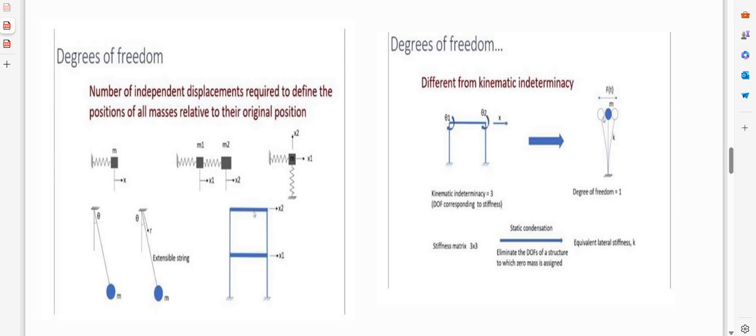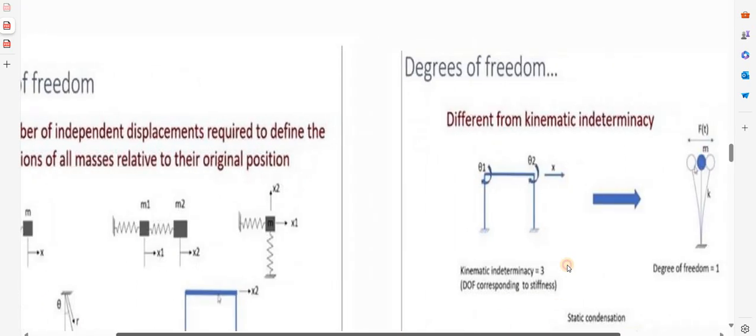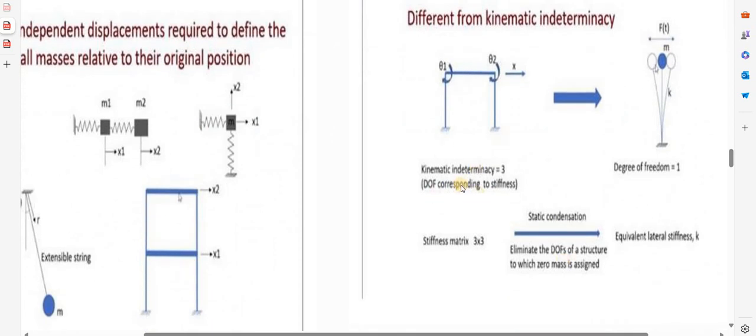Let me give just an idea about what this kinematic indeterminacy is. It was a term you might have studied in your structural analysis. I hope you have studied. For example, if I have a bay like this, two columns supported by a beam, the kinematic indeterminacy of this structure is: at this point there can be a rotation, at this point there can be a rotation, and here there can be a movement. Since these are fixed ends, there will not be any movement at the fixed ends.